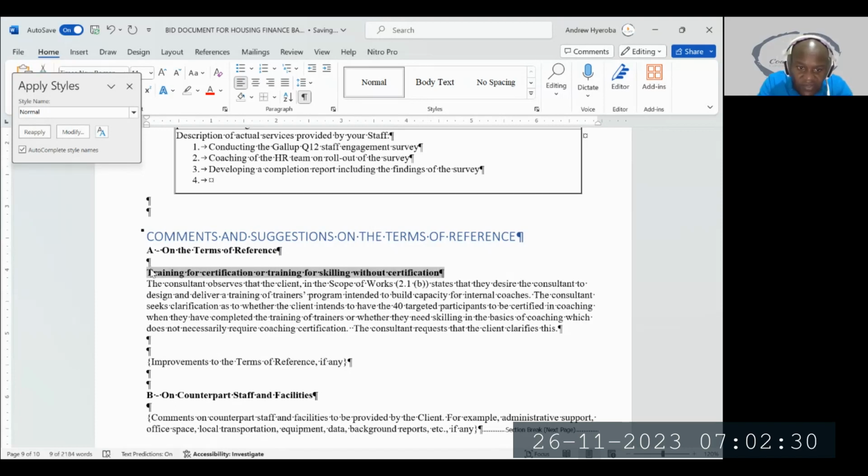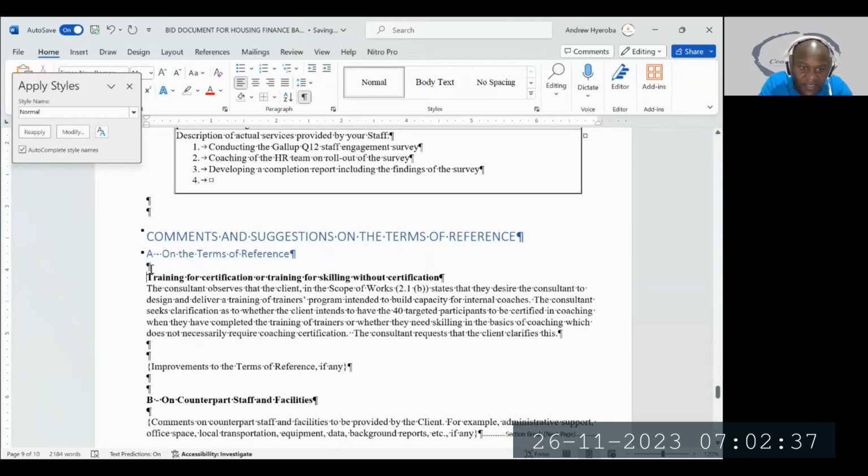So I'll call this heading 2, and this I'll call heading 3. Sorry.